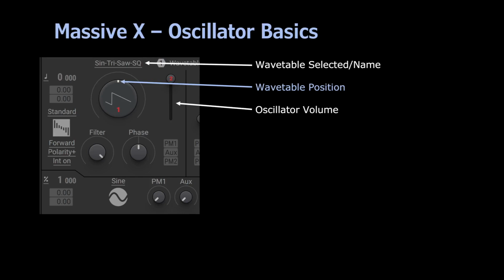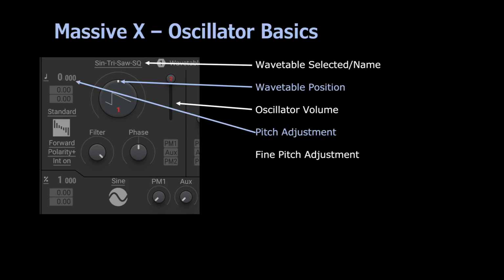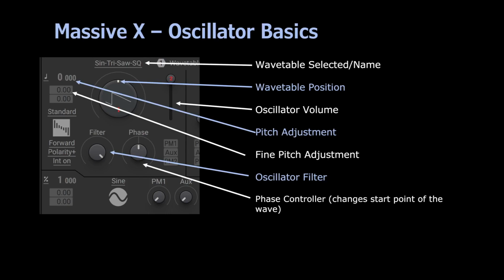Here, this little white rectangle determines the wavetable position. This slider here represents the volume of the oscillator. This here represents the pitch adjustment. This represents the fine pitch adjustment. This is the oscillator's own built-in filter. And here is the phase controller.